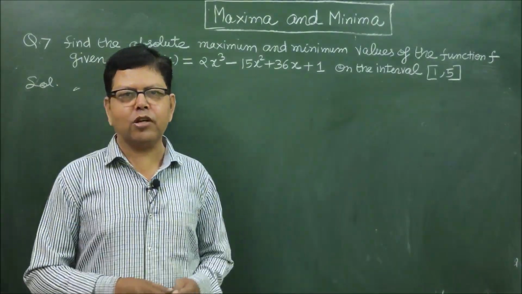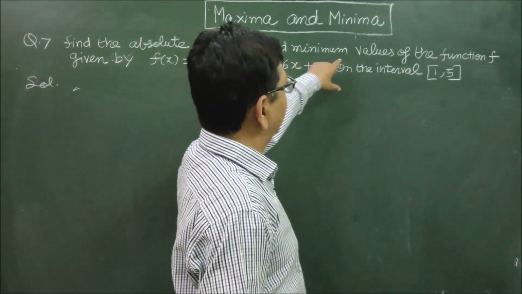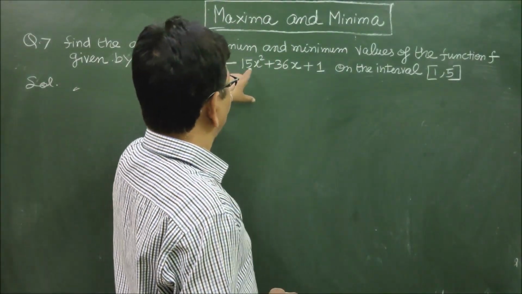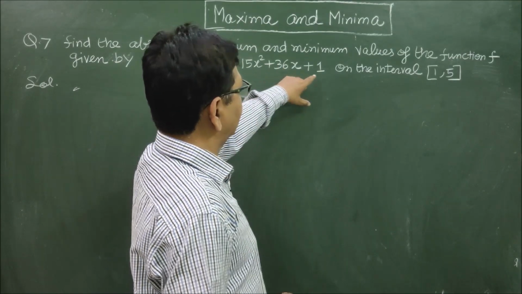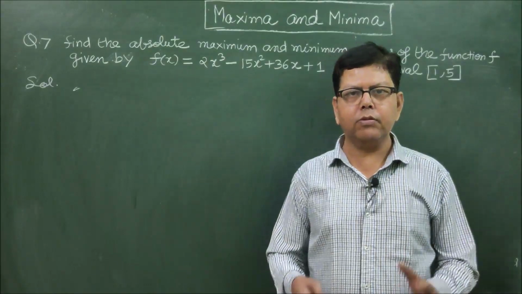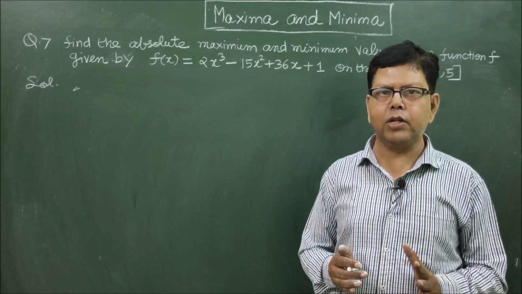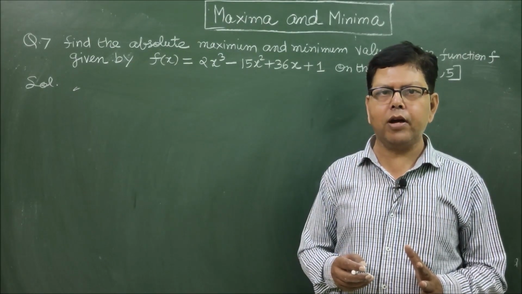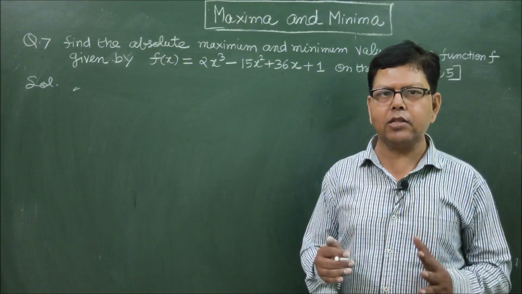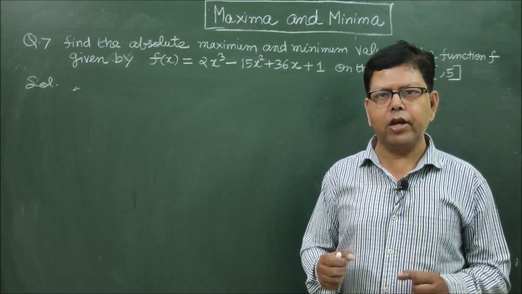Next question, question number 7. Find the absolute maximum and minimum values of the function f given by f(x) is equal to 2x cube minus 15x square plus 36x plus 1 on the interval [1, 5]. If the interval is given here, we need to find the absolute maximum and absolute minimum. Local maxima or local minima occur at a number of points, but in an interval, absolute maximum means the highest value in that interval, and absolute minimum means the minimum value in that interval.